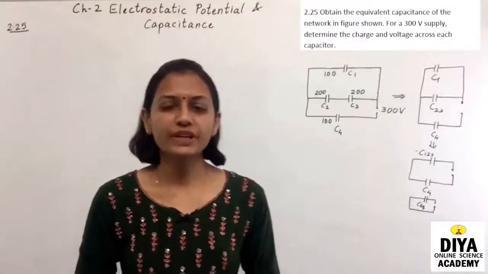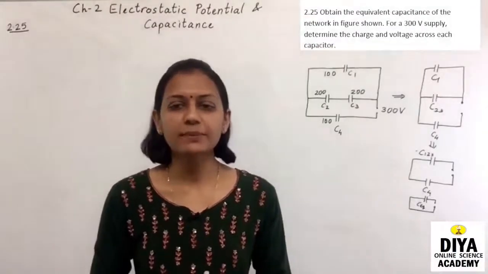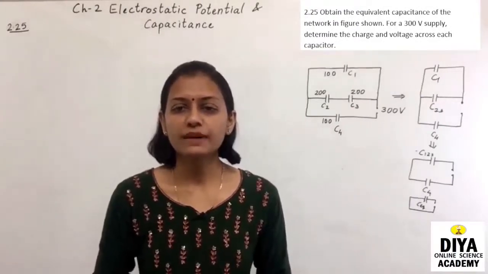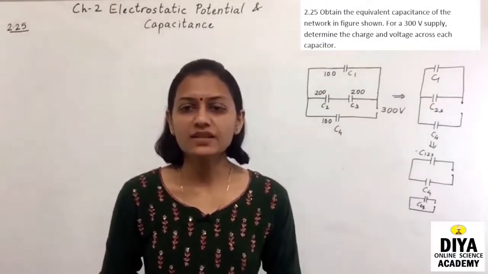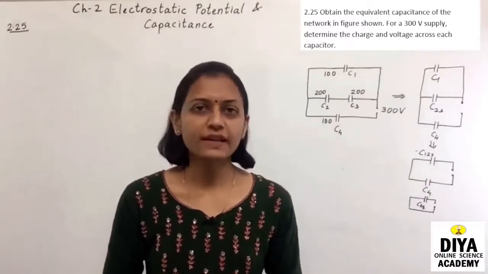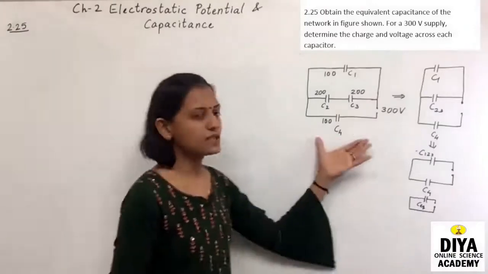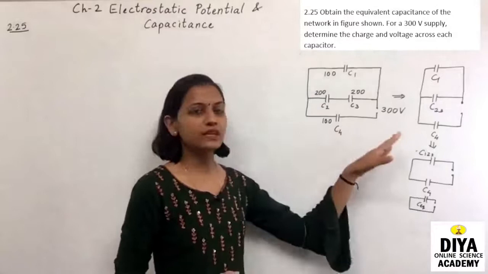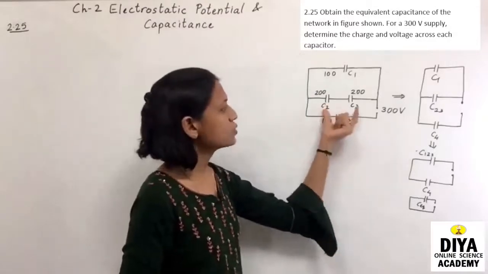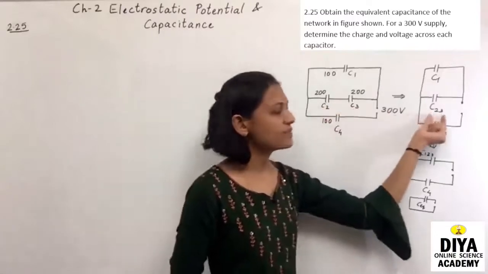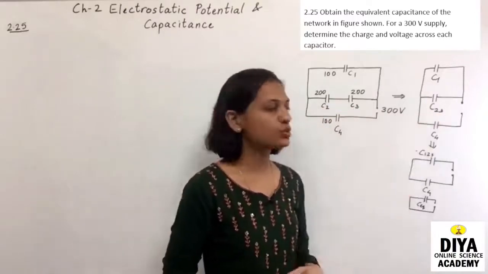Question number 2.25, which says obtain the equivalent capacitance of the network in the figure shown. For a 300 volt supply, determine the charge and voltage across each capacitor. So first we will find out the equivalent capacitance. Here you can see that the circuit has been given like this. This can be simplified further like this. The C2 and C3 are in series connection with each other. So that will give us equivalent capacitance as C23.